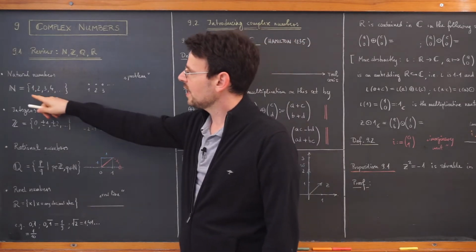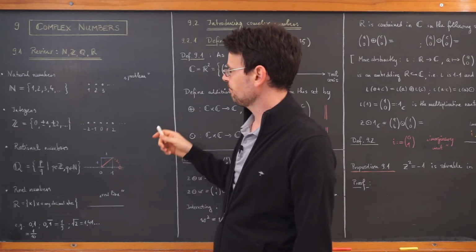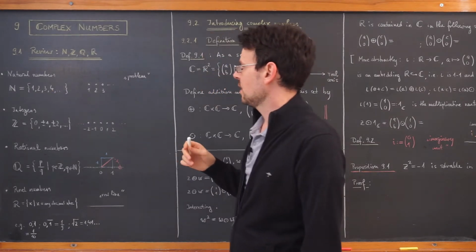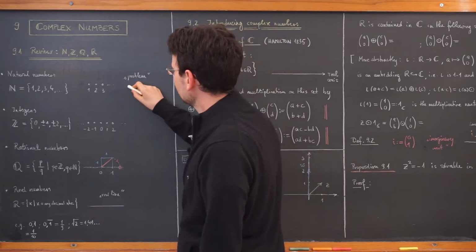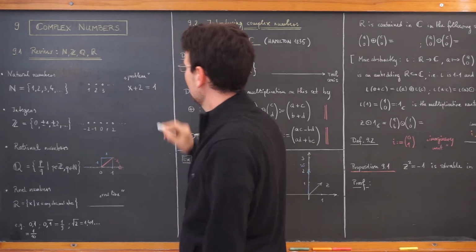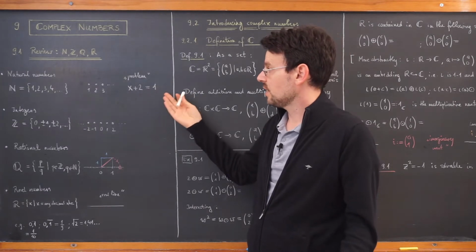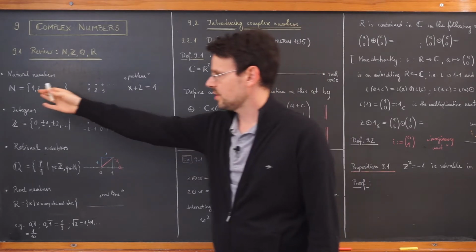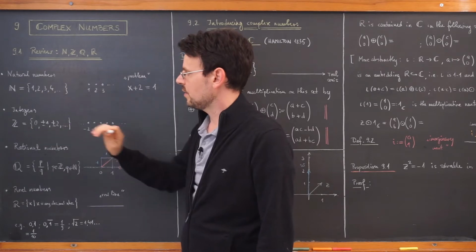So we start with the natural numbers 1, 2, 3, 4 and so on. And here we list one of the problems that exist in the respective number systems. The problem here is that a simple equation like this, x plus 2 equals 1, has no solution in the natural numbers because the solution would be minus 1, which does not exist here. So this leads to the integers.